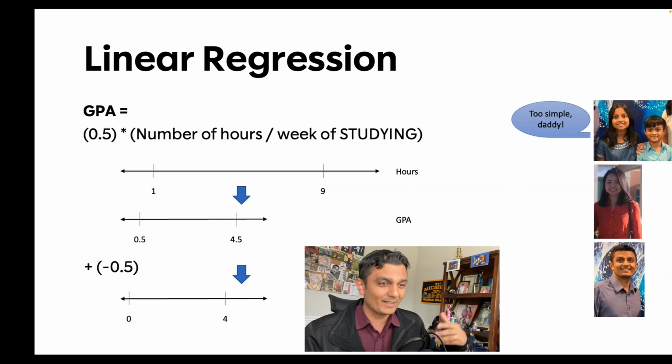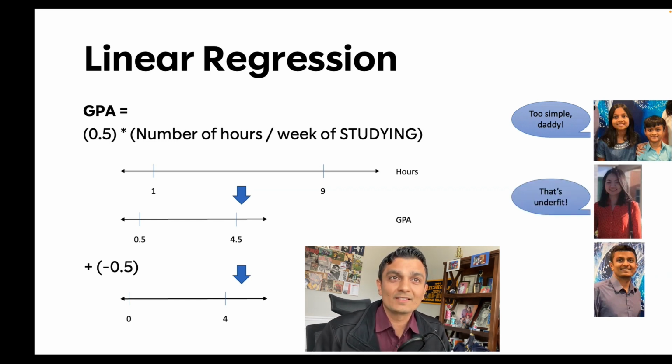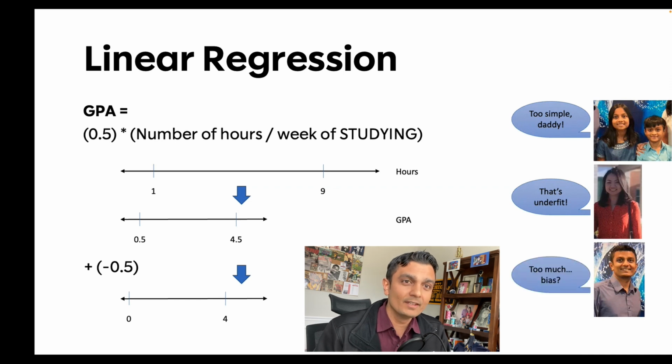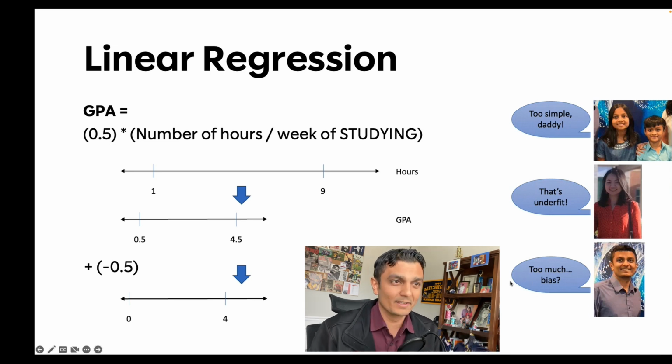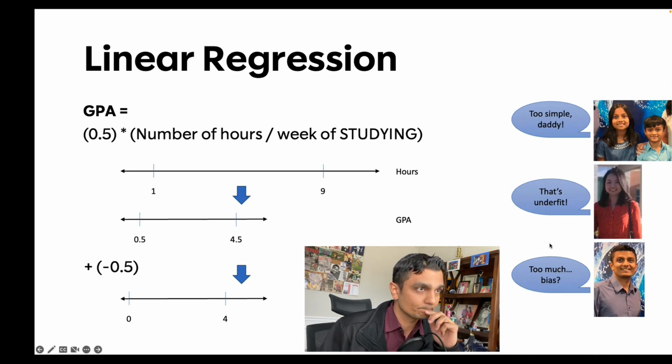Gosh, I feel like I'm the father of Goldilocks. It's either too complex or too simple. I need to find the just right model, right? My wife says it's underfit, and then the data scientist says that there's too much bias. But these two biases are not necessarily related. But I just need to figure out why we would call this too much bias.